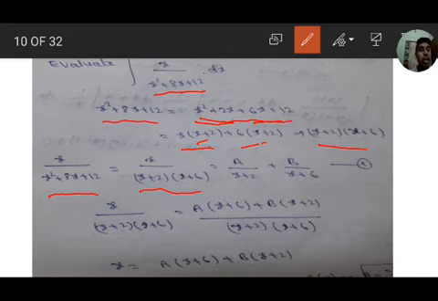These are linear factors. It is the first case: A by (x plus 2) plus B by (x plus 6).